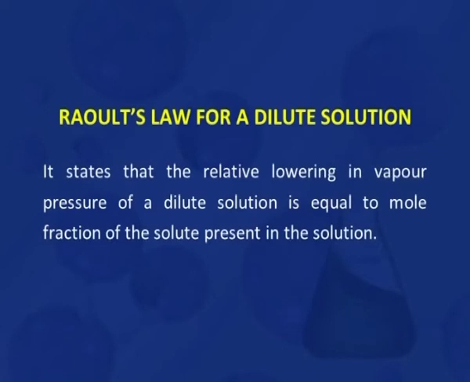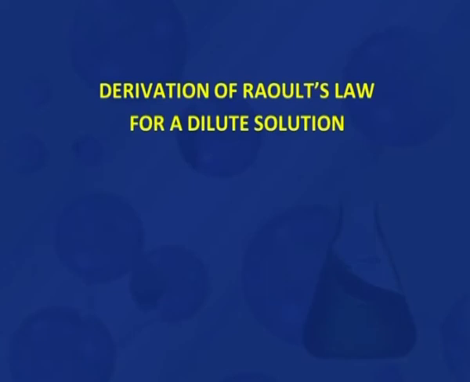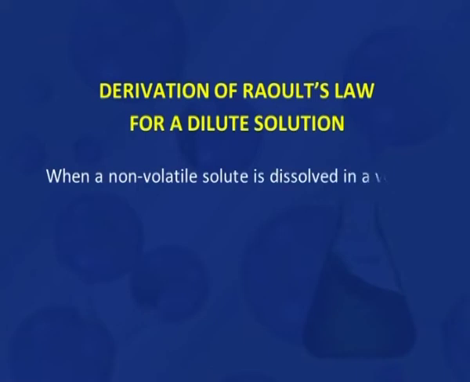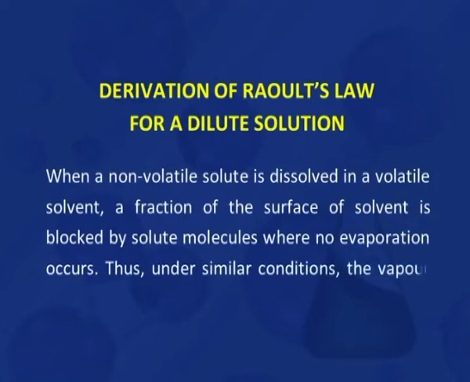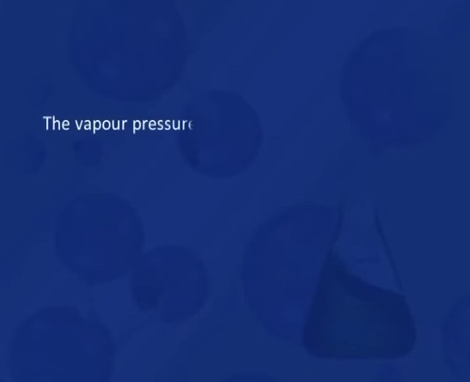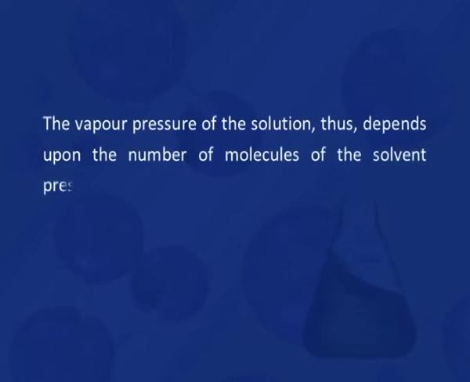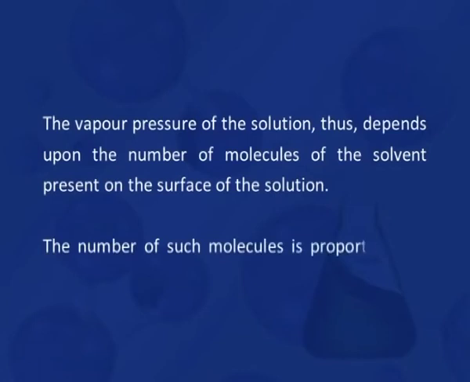Now, we are going to derive a relationship for Raoult's law for dilute solutions. When a non-volatile solute is dissolved in a volatile solvent, a fraction of the surface of the solvent is blocked by solute molecules where no evaporation occurs. Thus, under similar conditions, the vapor pressure is decreased. The vapor pressure of the solution thus depends upon the number of molecules of the solvent present on the surface of the solution. The number of such molecules is proportional to the mole fraction of the solvent.